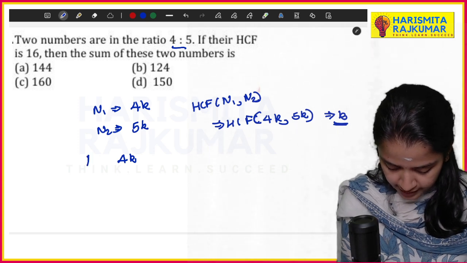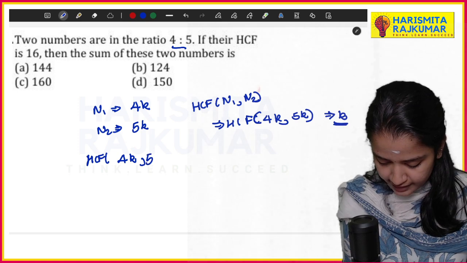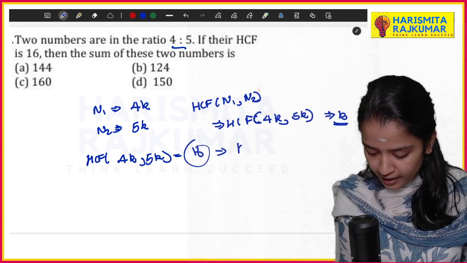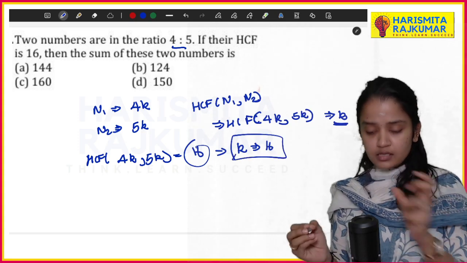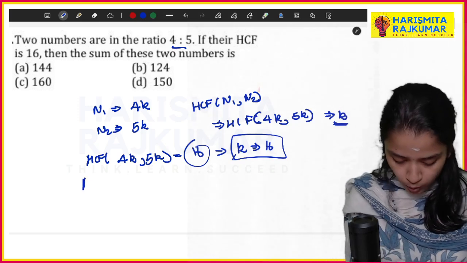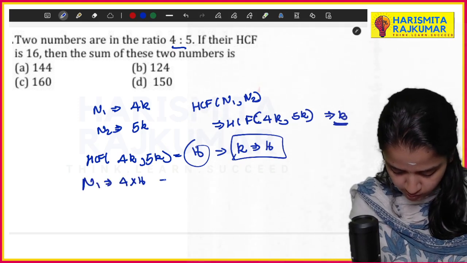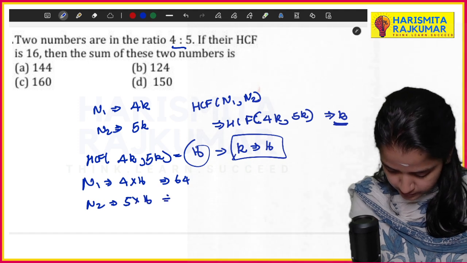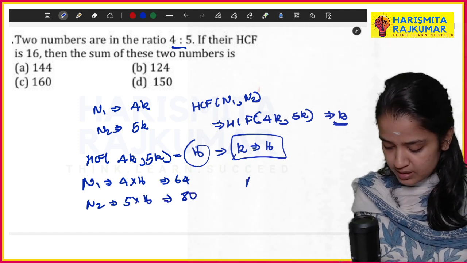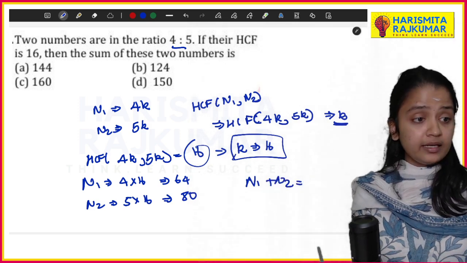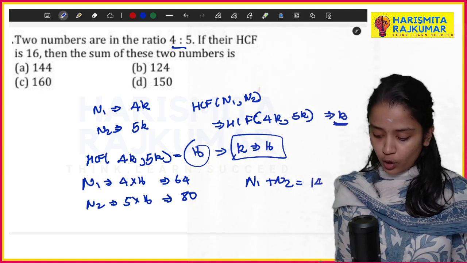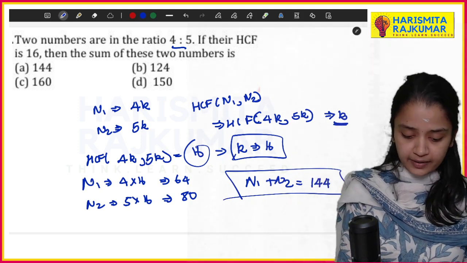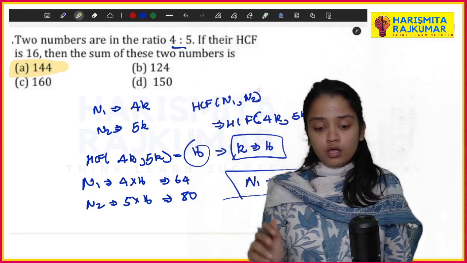The HCF of the two numbers, they already gave as 16. Right. So what is your k? Your k is nothing but 16, because I told you the common factor is k. So number 1 will be 4 into 16, which is 64. Number 2 will be 5 into 16, which will be 80. So the sum of the numbers, number 1 plus number 2: when I add 64 plus 80, I'll be getting the answer as 144. So I hope you understood this sum.